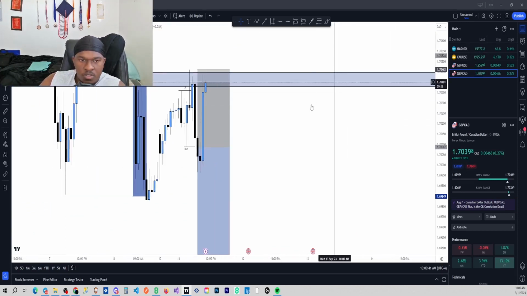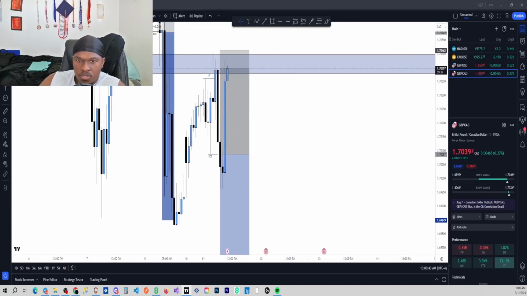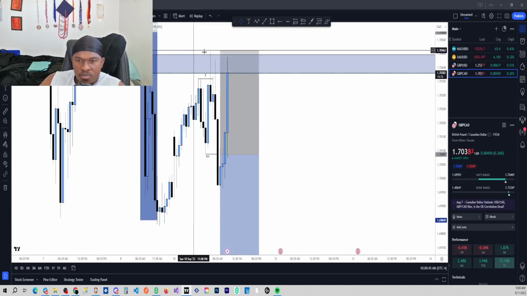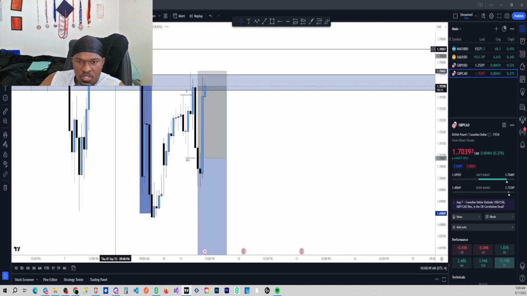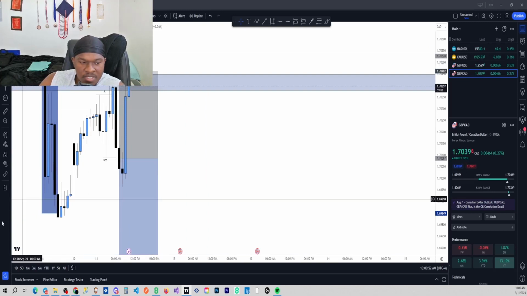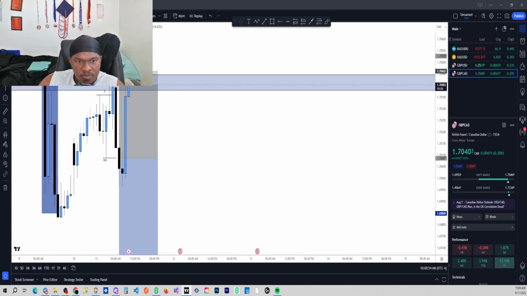There we go. Is this a new 45? No, it's not a new 45-minute candle. So we're going to continue to hold this trade and see what happens. Whatever happens, happens, as I said before, and I will continue to update you guys.